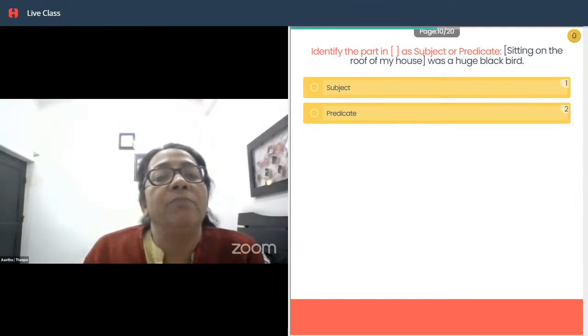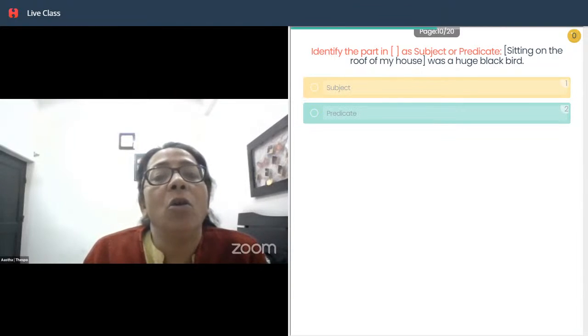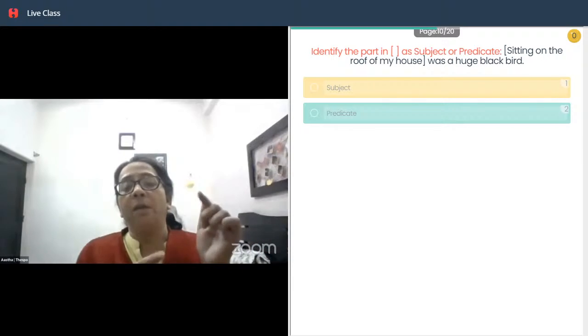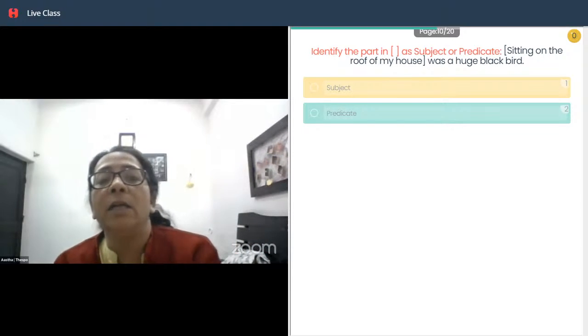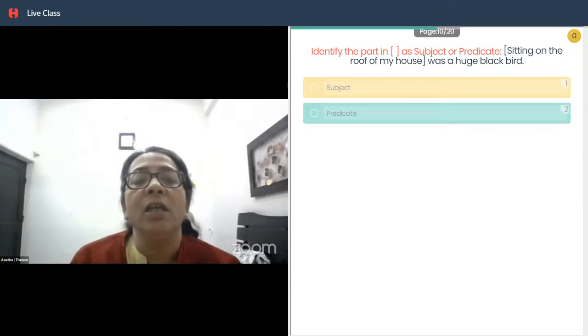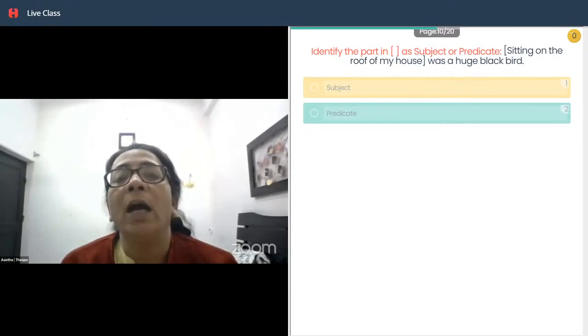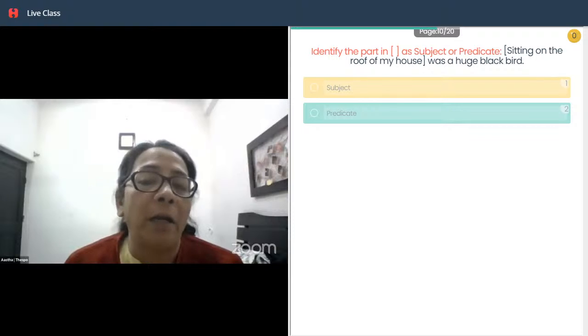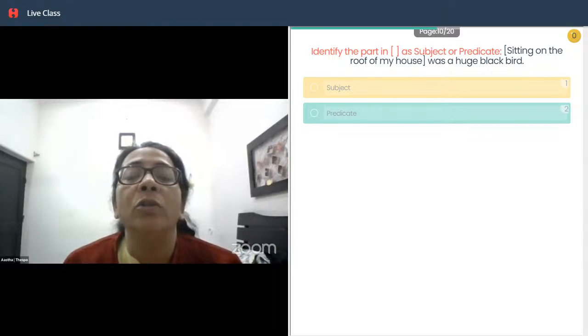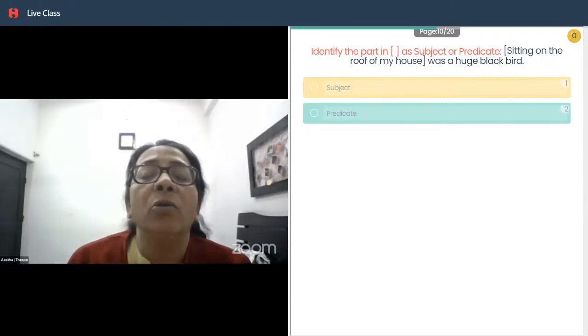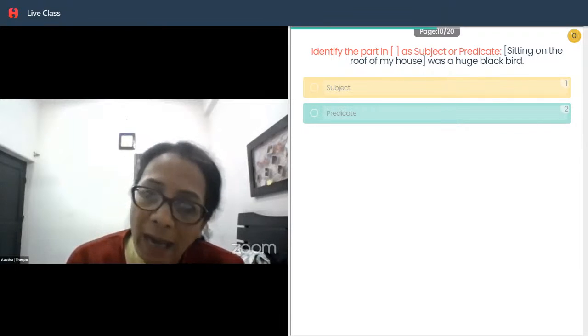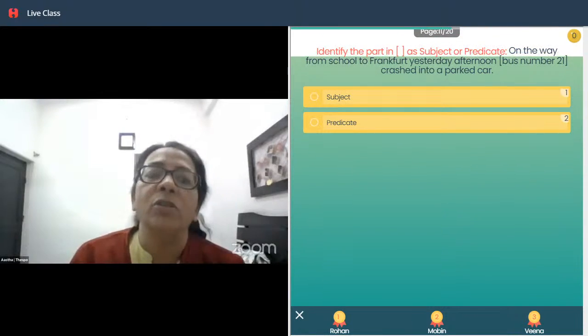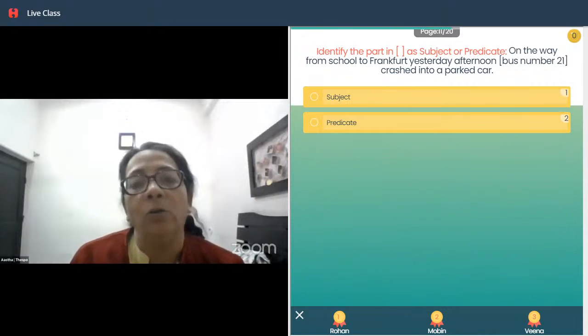Identify the part as subject or predicate. Sitting on the roof of my house, this is one part, was a huge black bird. You have to identify the bracket part of it. See, Payal, now here in this sentence, just check it out. Sitting on the roof of my house. You need to identify the bracket part. What is that? That's a predicate. Was a huge black bird. See, they're talking about whom? They're talking about the black bird. Where was she sitting? She was sitting on the roof of my house.